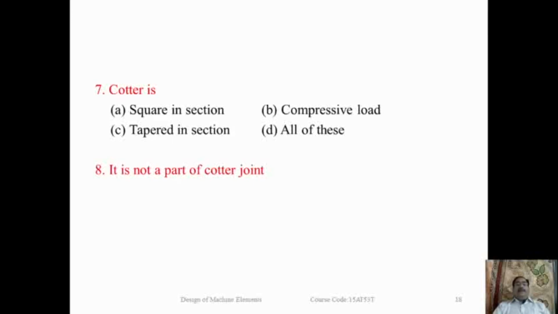Eighth one, it is not a part of the cotter joint. Students, we have already studied the main parts of the cotter joint. Here option A is socket, B is spigot, C is cotter and D is knuckle. Socket, spigot and cotter are parts of the cotter joint, so options A, B and C are wrong answers. But the knuckle is not a part of the cotter joint. So here the option is D, that is knuckle.